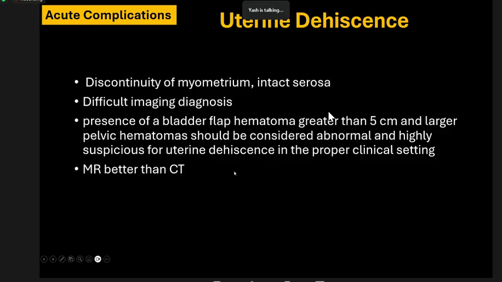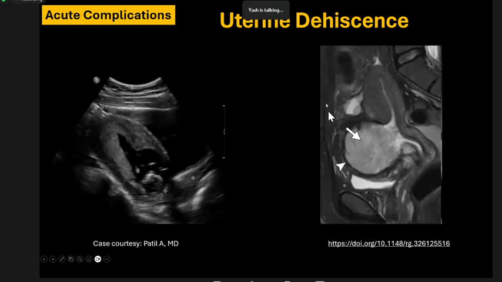We just spoke about the fact that if the bladder flap hematoma is more than 5 centimeters, it can be suggestive of uterine dehiscence. And again, we also have to look into the clinical picture, because without the clinical picture, it's very difficult to say whether it is dehiscence or not. I'll show you 2 examples of this. Let's start with the MR example first. So this is T2 weighted imaging, fat sat, sagittal. So we have the uterus here, and then we see a hematoma, a complex fluid anterior to the scar site.